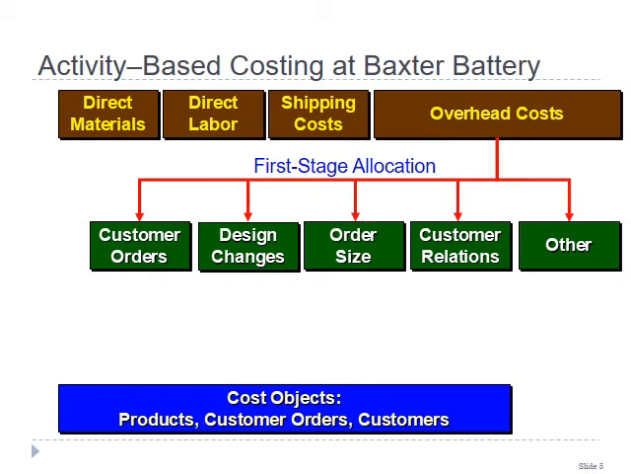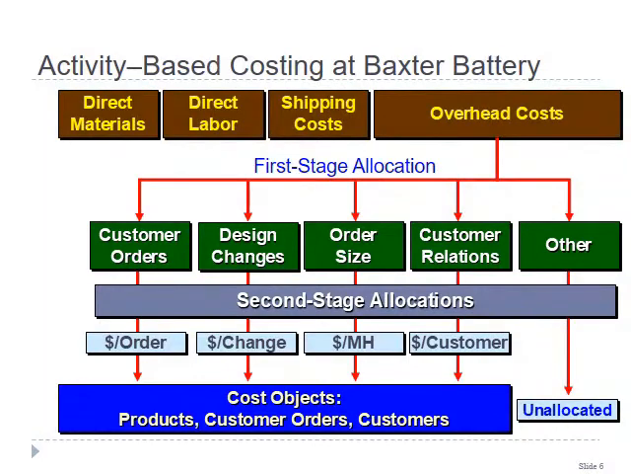And after that, the second stage allocation, in which we just find out the rates. So for this customer order, how can we find out the rate? We divide it by its orders, design changes divided by how many design changes, order size divided by the machine hours, customer relation divided by the number of customers, right?